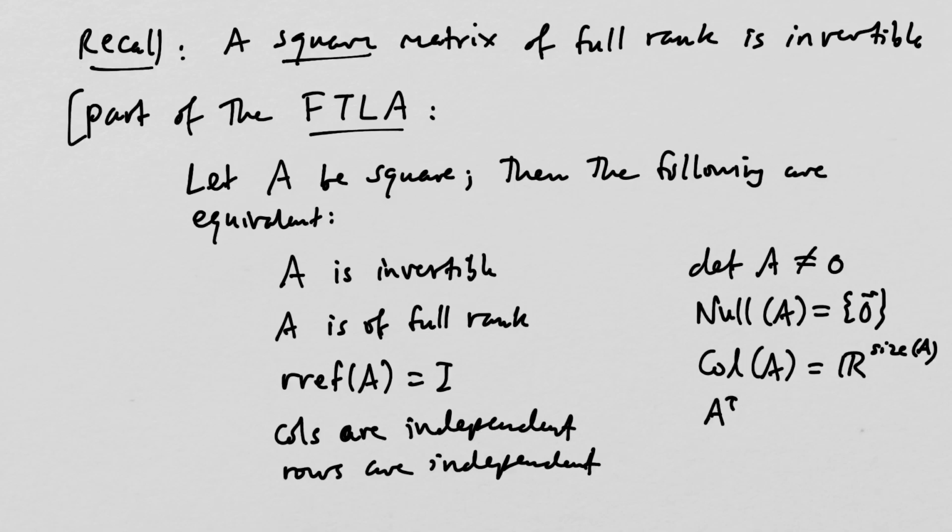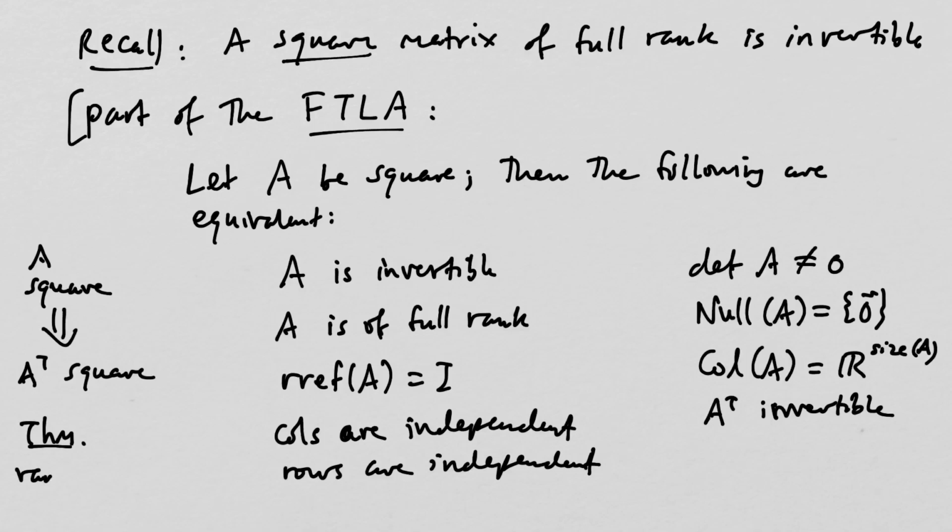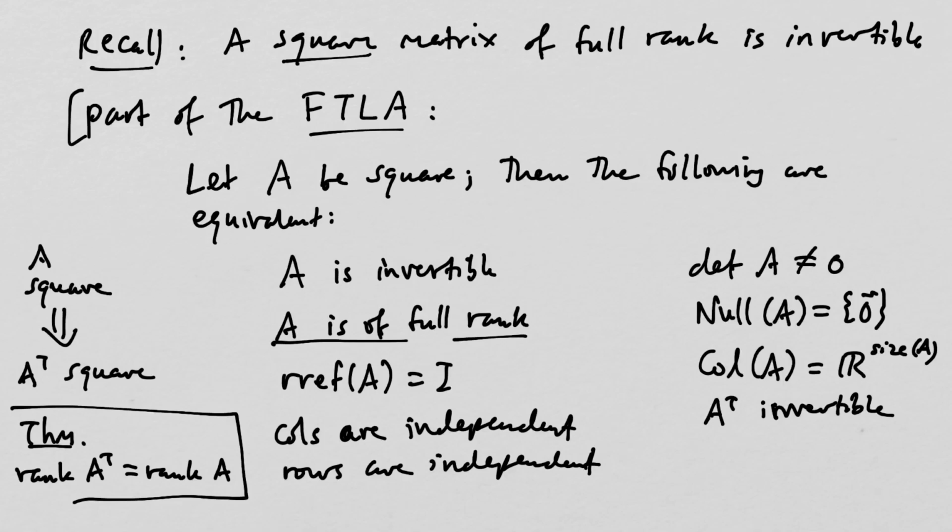By the way, then A transpose will also be invertible. Okay, here's how you know that. A and A transpose have exactly the same rank, and they're both square. If A is square, then certainly A transpose is square. And remember that as a general theorem, the rank of A transpose is the same as the rank of A. So they're both square, they have the same exact rank, and if A is of full rank, then of course A transpose must be of full rank. But that also tells you that A transpose is invertible.